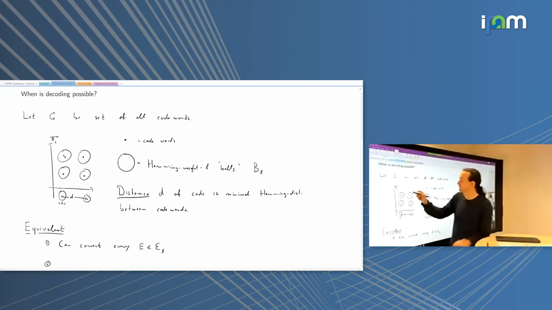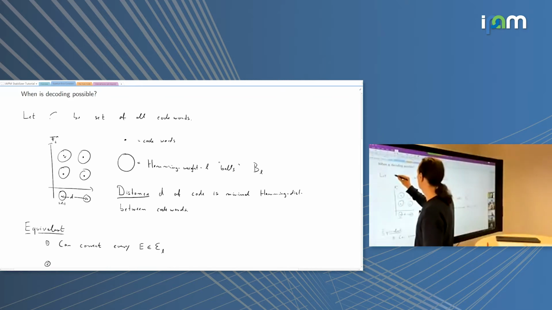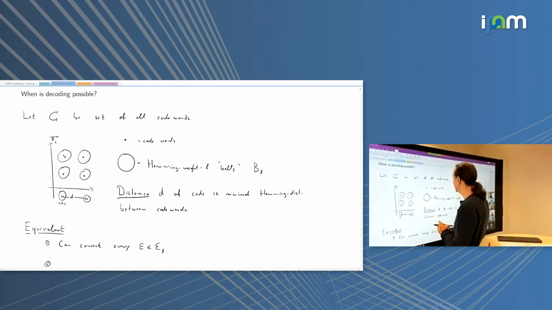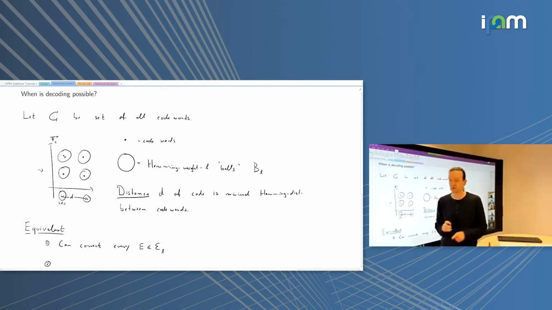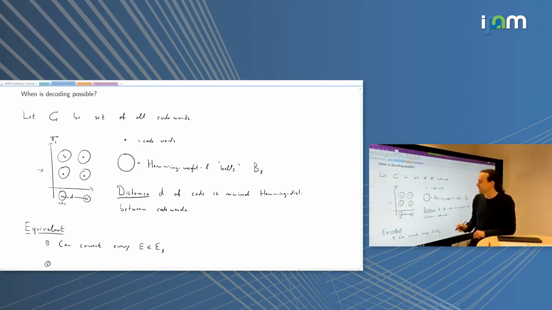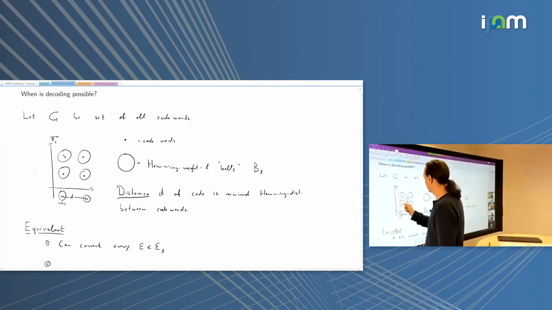So first we need to give a name to the set of all code words. So let C be the set of all code words, or the code. And now I want to discuss the following diagram, which is a bit of a cartoon version of what happens. So first, all the points here, these are code words. Let's draw a dot for every code word, and around each code word draw a ball.